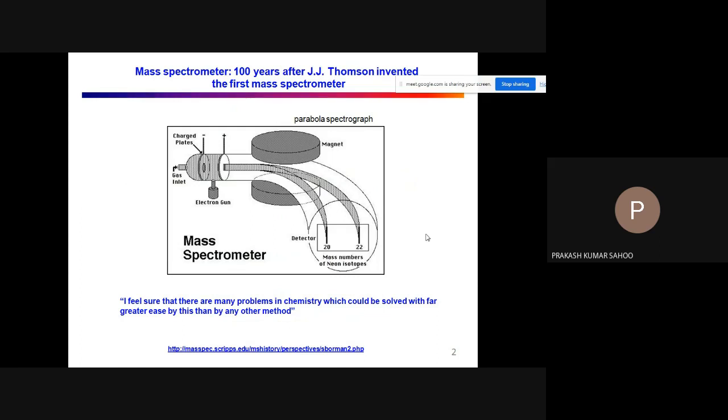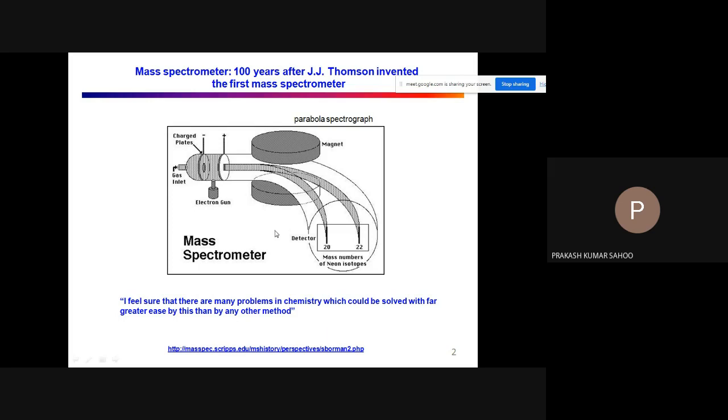So this picture is a picture of a mass spectrometer. It was invented by J.J. Thomson more than 100 years ago. As per J.J. Thomson, he placed a very important line: I feel sure that there are many problems in chemistry which could be solved with far greater ease by this than by any other methods.